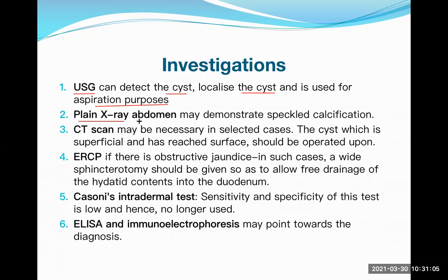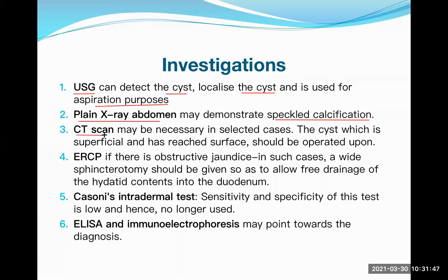Another is plain X-ray abdomen. It may demonstrate speckled calcification in the cyst area in a chronic case. Speckled means spotty calcification. And how do I know that it is calcification in a plain X-ray, how does it look? Whitish. White opacification. It looks very whitish. If I compare to the bone, it is even brighter than the bone actually. And in the liver area, it is very easily detectable because there is no bone shadow there.